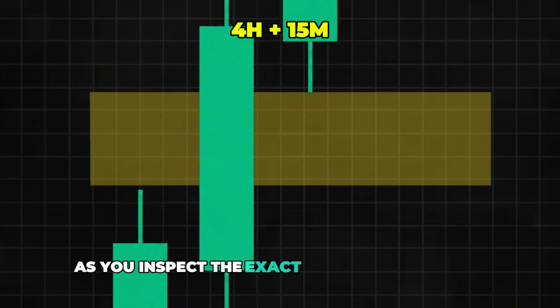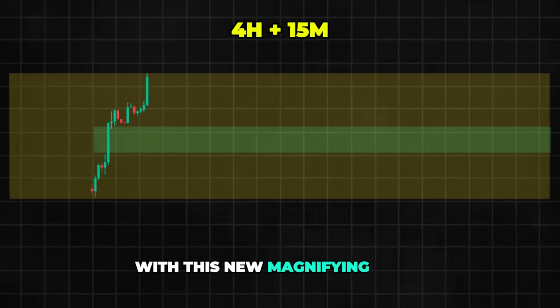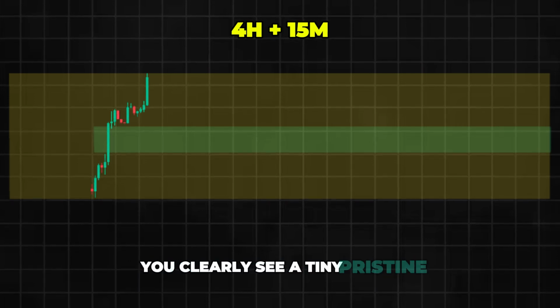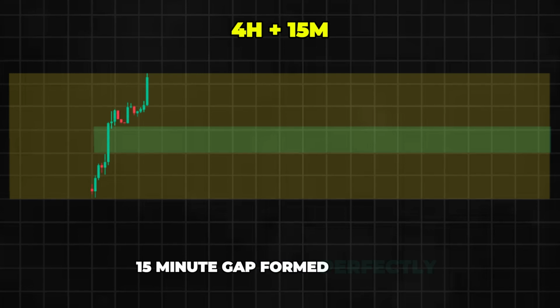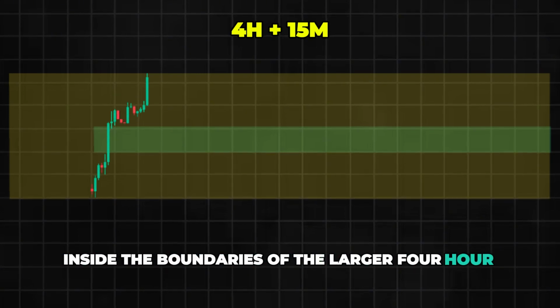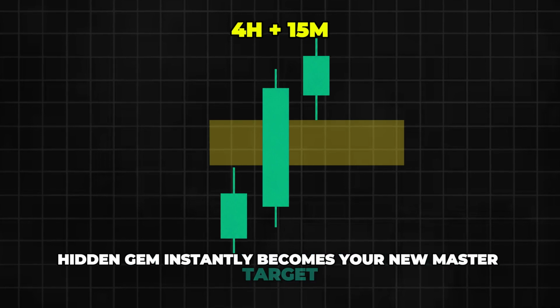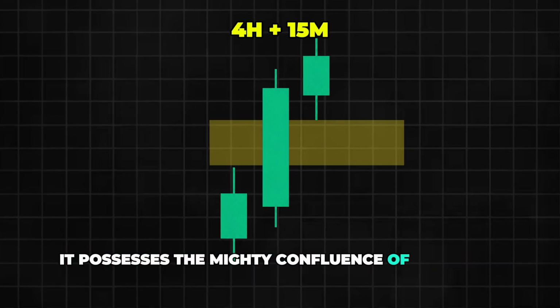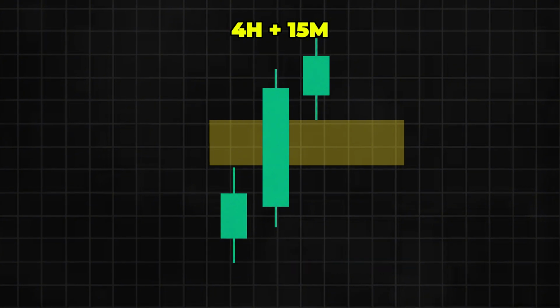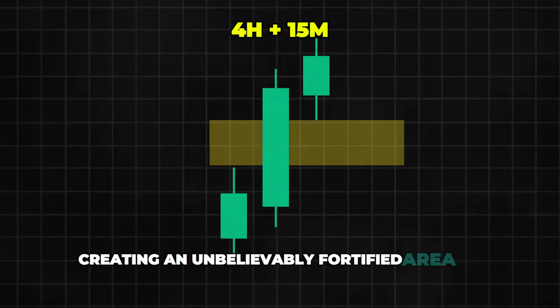As you inspect the exact same upward surge with this new magnifying glass, you clearly see a tiny, pristine 15-minute gap formed perfectly inside the boundaries of the larger 4-hour gap. This smaller, hidden gem instantly becomes your new master target. It possesses the mighty confluence of 2 time frames agreeing with one another, creating an unbelievably fortified area of support.